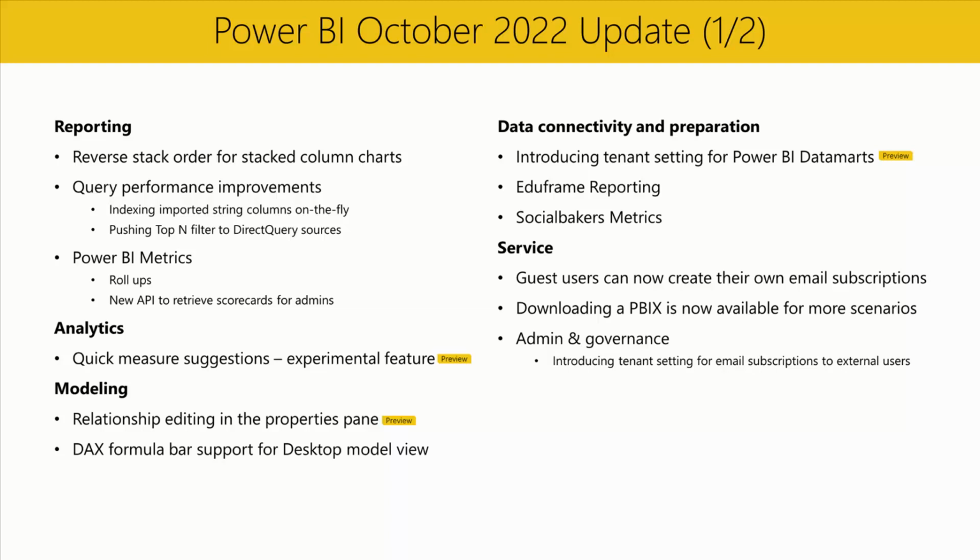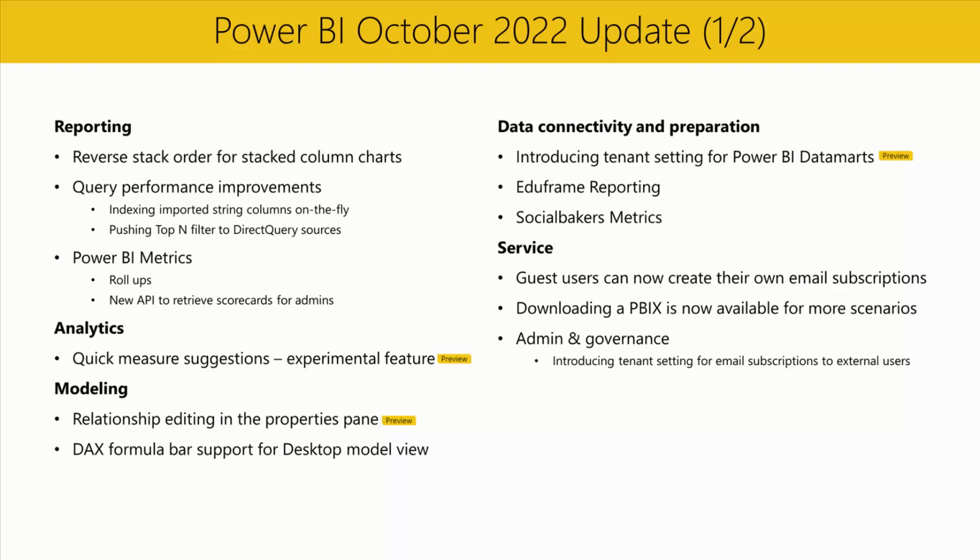We're also releasing a new admin API that will help with many administrative tasks and examining the state of existing scorecards. This new Get Scorecard API is enabled for admins in Power BI and will retrieve all scorecards within an organization. This API will retrieve scorecard metadata as well as metadata for each metric on the scorecards.